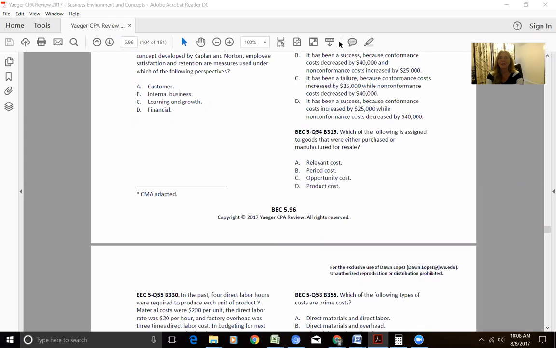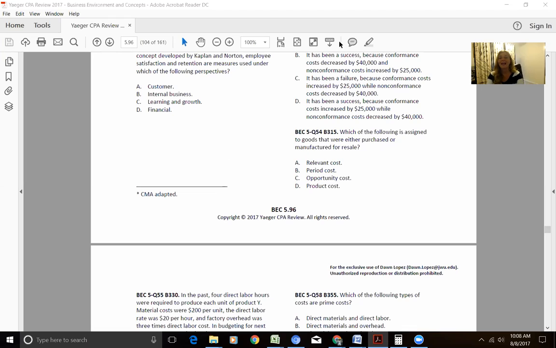So the correct answer here is product cost. In the solutions, you'll find the answers not only telling you what the right answer is, but why it's the right answer, and maybe even more importantly, why the wrong answer is the wrong answer. But let's take a moment to talk about that.